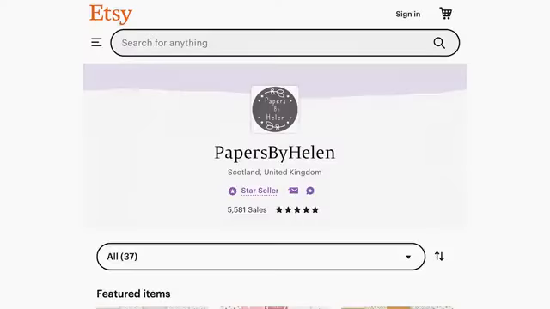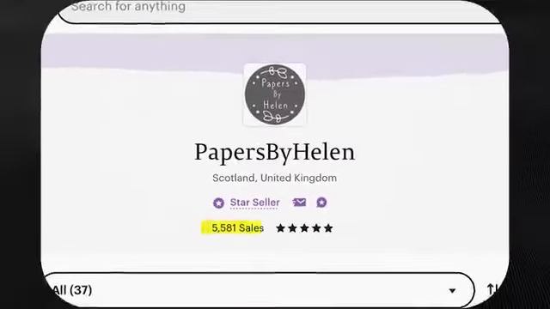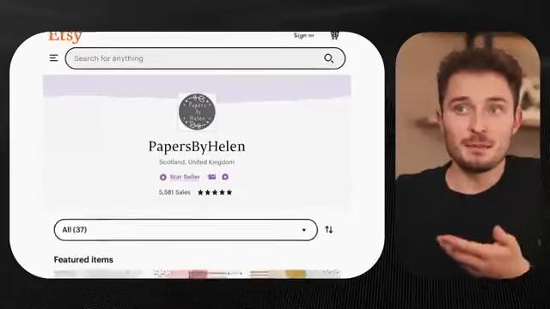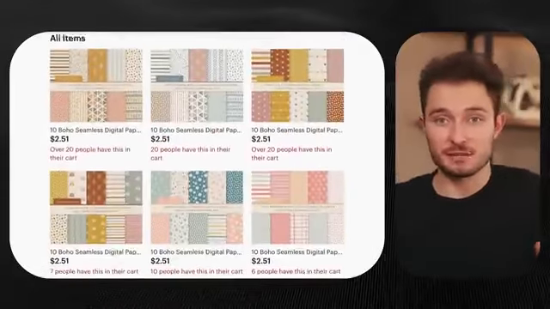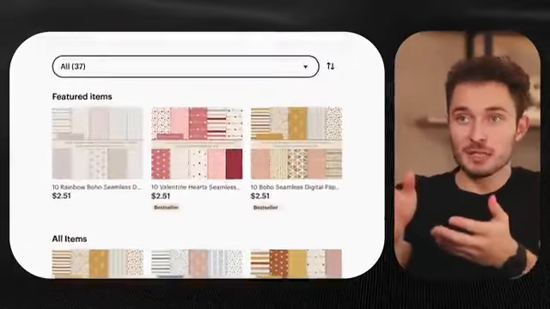The shop's Papers by Helen, she only has about 5,500 sales, but that's still about $14,000 in passive income. And not to mention, she only has 37 listings. Now I understand that the profit potential isn't quite as high as some of the following ideas, but just look at how easy it is to generate these patterns. We can get AI to do all of the work for us.